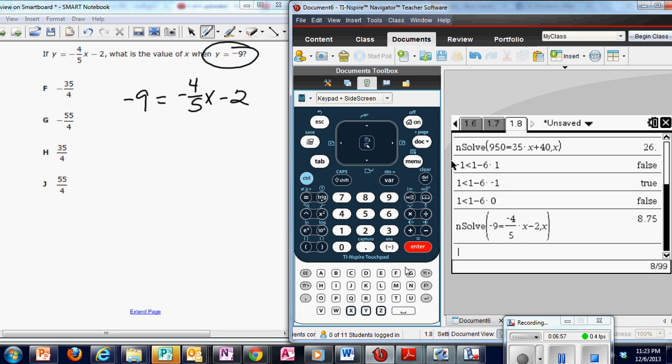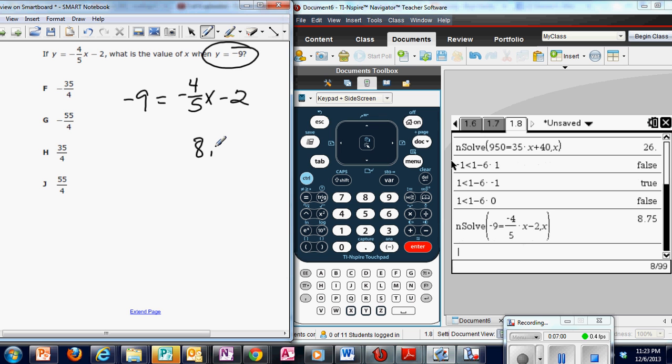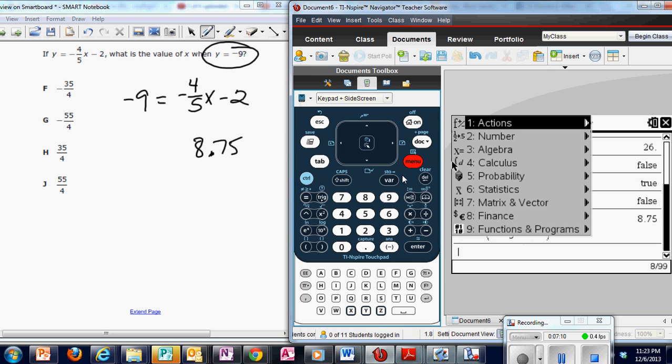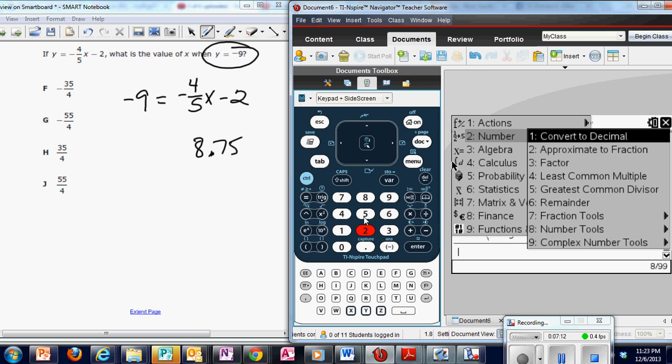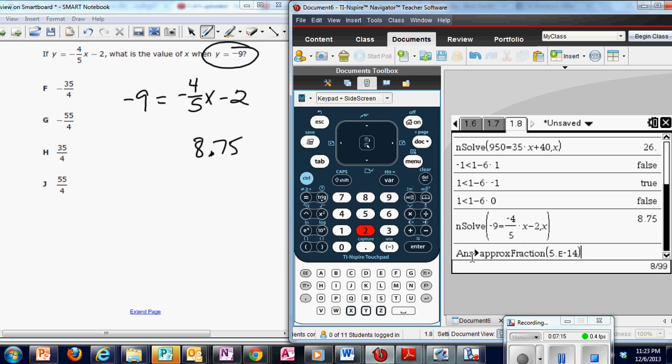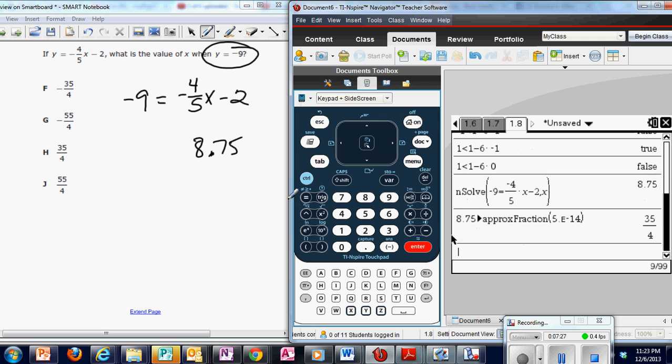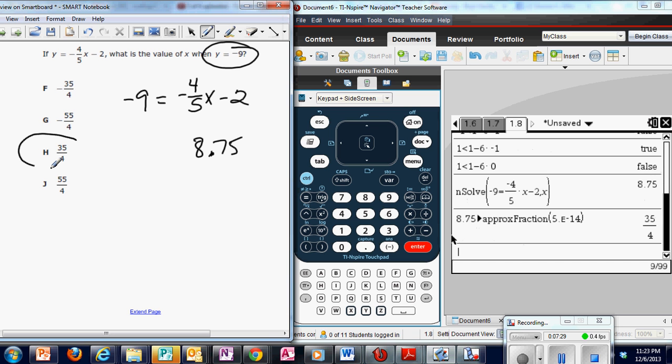And that says 8.75. Well, I have all fraction answers. I'll let the calculator do that for me also. I'll go to menu. Number is 2. I want to change this number to a fraction, 2. So this says take the last answer, which is what I had. I didn't need to retype it, and change it to an approximate fraction. And this says get that decimal point out to 14 spaces to make it as accurate as possible. Then you hit enter, and 35/4 was your answer.